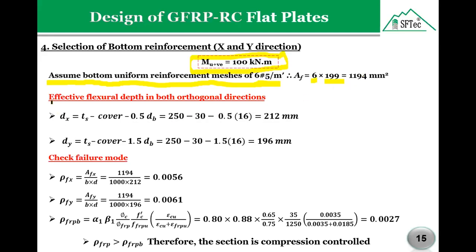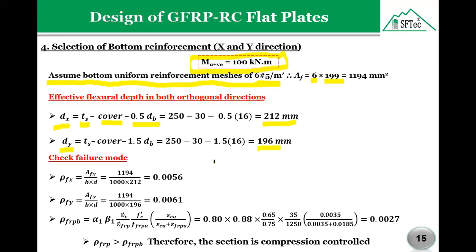1194 millimeter square. And also we need to estimate the effective flexural depth in both orthogonal directions. In the X direction, we have slab thickness minus cover minus 0.5 d bar. So we are going to use 16 millimeter, so 0.5 d bar will be 8 millimeter. And we have here the cover of 30 millimeter. So 250 minus 38 will give us 212 millimeter. However, dy will be ts minus cover minus 1.5 d bar, and dy will be 196 millimeter.